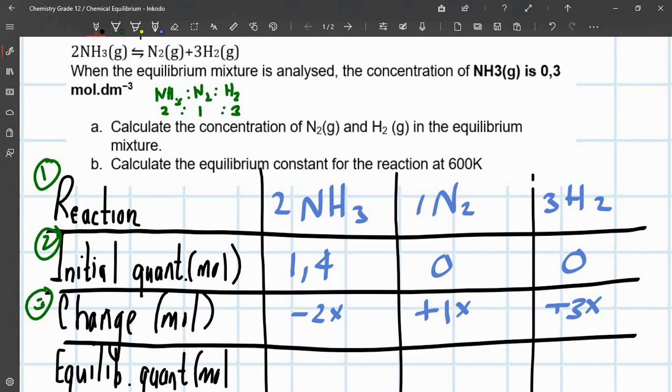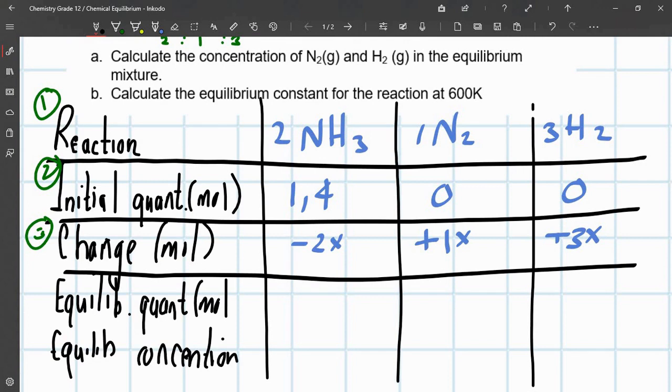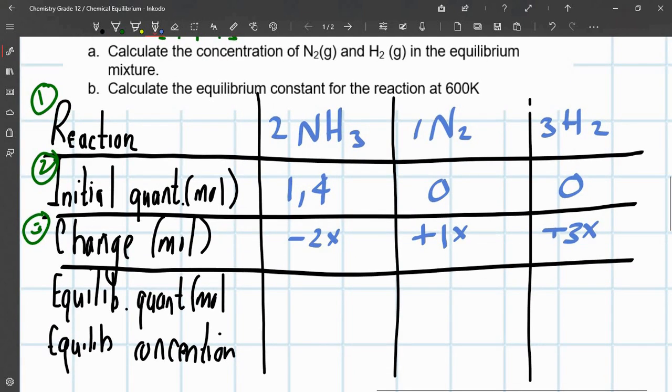Right. The next step will be to find the equilibrium quantity, so we have to get the number of moles of the substance at equilibrium. We take the number of moles initially and add the change in number of moles in terms of x. So we just sum the two that are given. In this case, it's going to be 1.4 plus minus 2x, so you're just going to get minus 2x. We've got 0 plus x, which is just going to be x. And let's put a plus just to make it clear, and you're going to get plus 3x in this case.